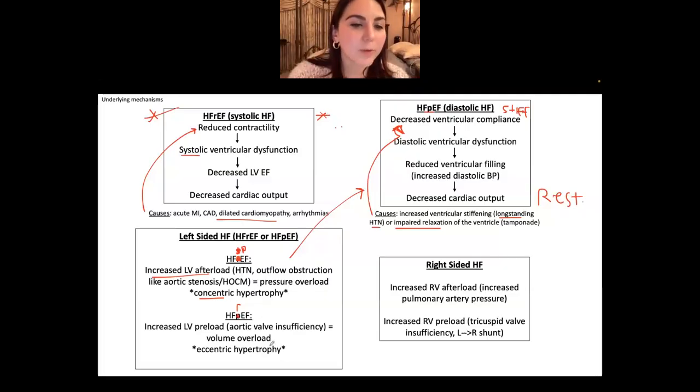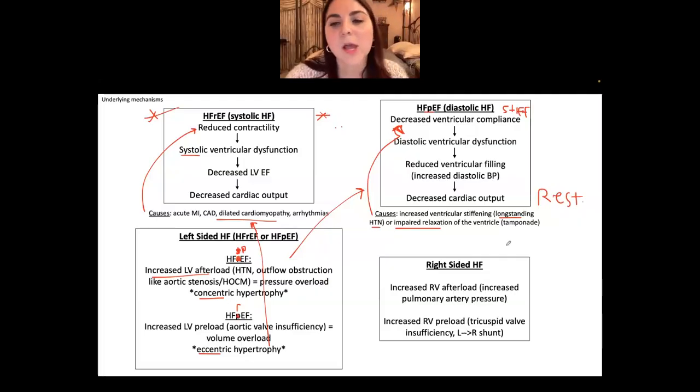Versus I'm increasing preload, so I'm overloading my left ventricle. So I'm going to get an eccentric hypertrophy. That's kind of what happens with dilated cardiomyopathy. And that's going to cause your reduced ejection fraction. It can't pump out blood because now it's a thin-walled ventricle. It can't do it. Because remember, concentric hypertrophy, it's trying to go against a pressure. Eccentric hypertrophy, it's like, oh, okay, we need to increase the size of my cup so I can hold more fluid, basically. So that's your volume overloaded states.